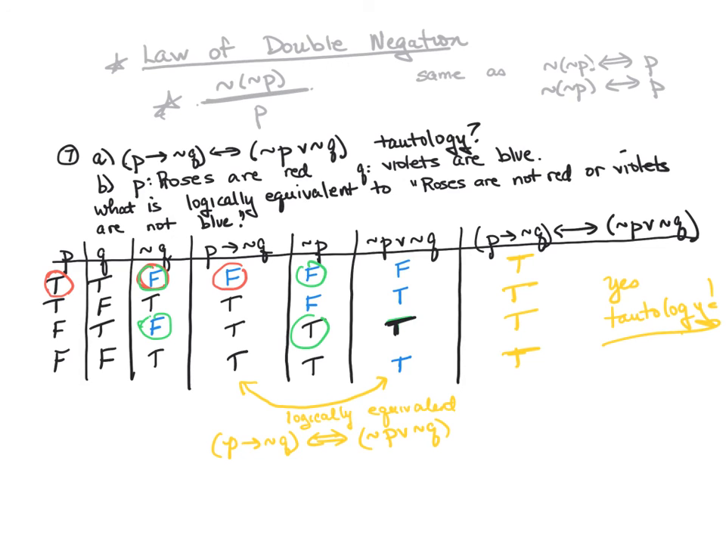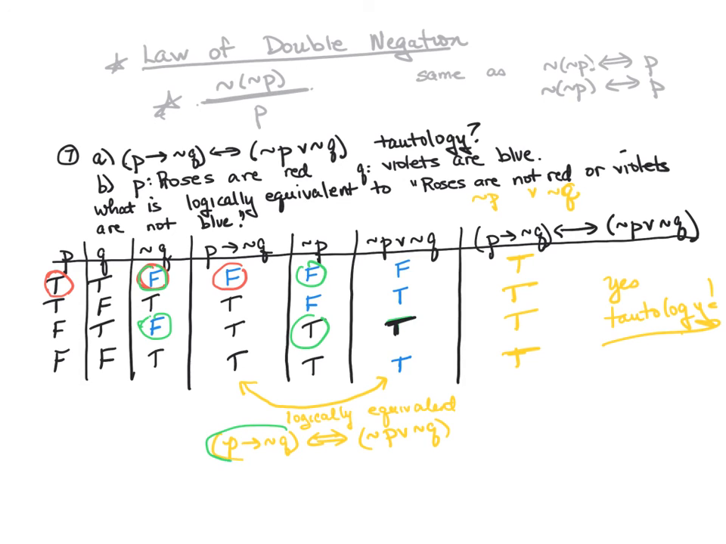So now it says, if P represents roses are red, and Q represents violets are blue, what is logically equivalent to roses are not red or violets are not blue? So they're asking us to, oh, this should be not Q. So what would be logically equivalent to not P or not Q? Well, we just proved that not P or not Q is logically equivalent to if P then not Q.